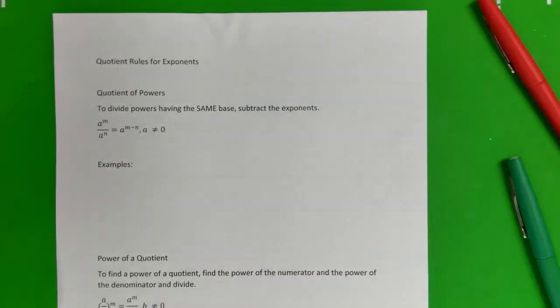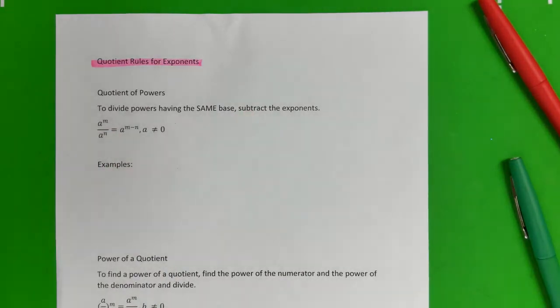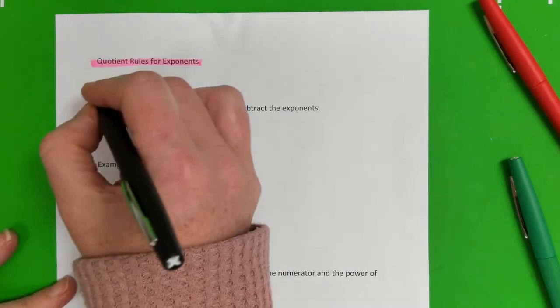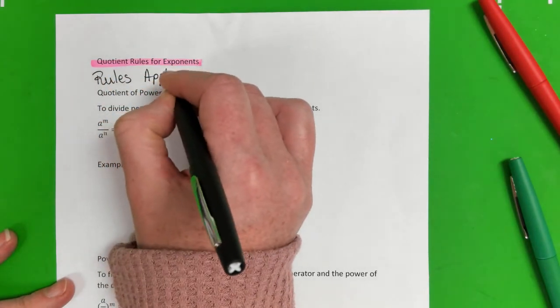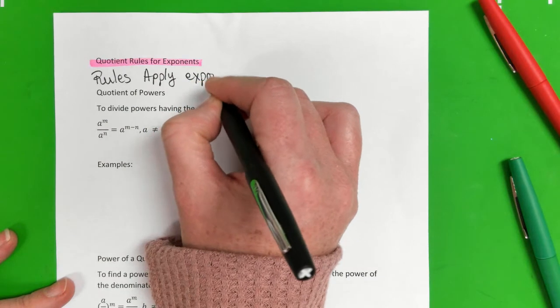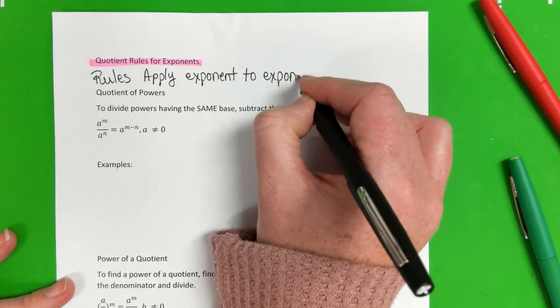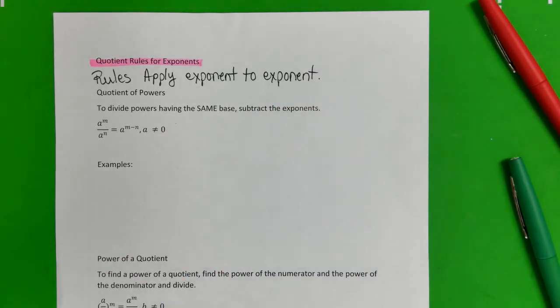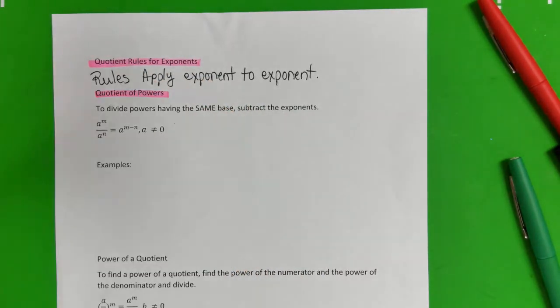Okay, so quotient rules. Remember, quotient means division, so we are talking about division. And just like we talked about previously, I want to remind you that the rules apply exponent to exponent. So if we say to do something like add or subtract or multiply, we're talking one exponent to another. Okay, so the first rule is quotient of powers.